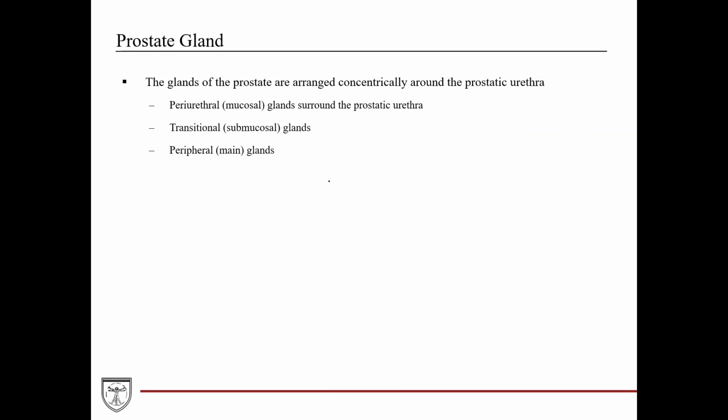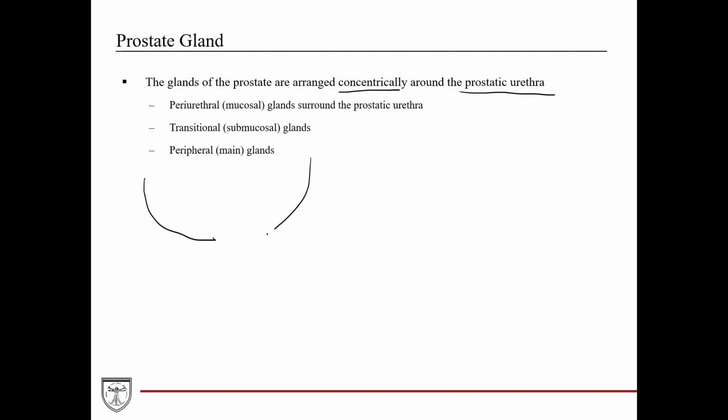Now, the glands of the prostate are arranged concentrically around the prostatic urethra, like I've mentioned, and they're actually separated into these different zones. You don't need to memorize the exact borders of these zones. You just need to know the general idea. They can come into play when we talk about the clinical pearls, specifically prostate cancer versus benign prostatic hyperplasia, which we'll outline at the end of this lecture.